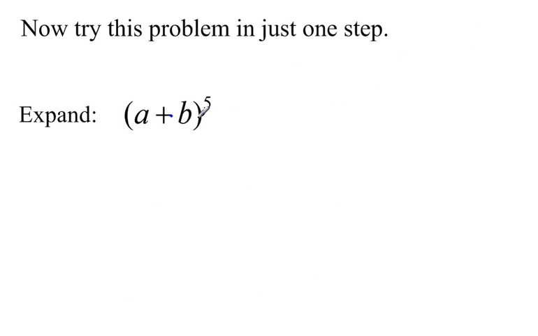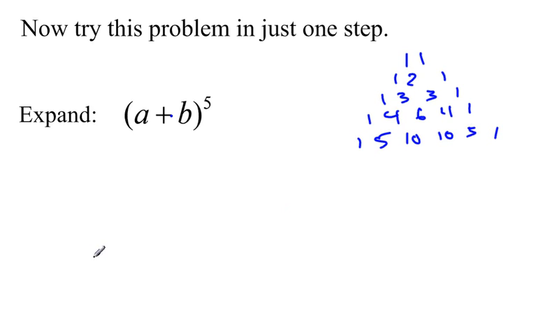So first thing, Pascal's triangle, 1, 1, 1, 2, 1. I want the fifth row. This is the third row, fourth row, fifth row is the one with the 5. 1, 5, 10, 10, 5, 1. Those are going to be my coefficients. So here we go, 1, 5, 10, 10, 5, 1.